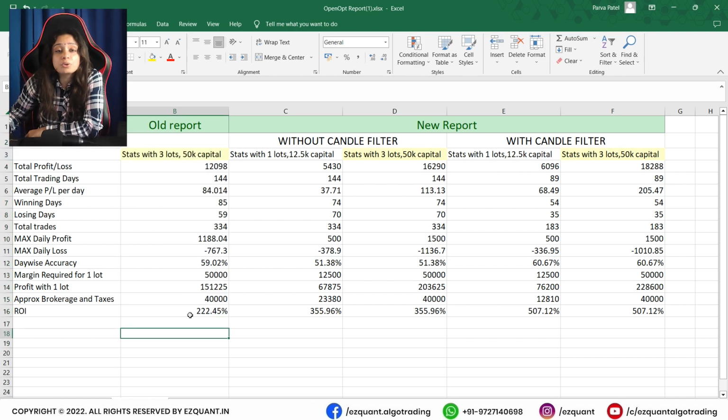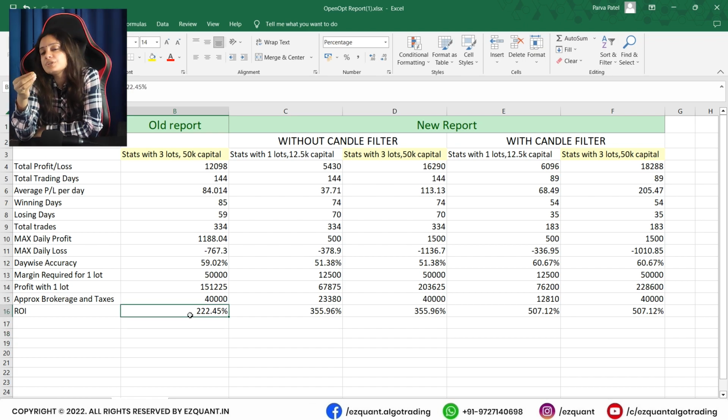We were getting a 222% return on investment in the past 7 months. But we were trying to figure out a way to improve the strategy's performance and we made a few observations. First thing that we did was we decided, what if we don't increase the quantity in the second and the third trade? How is it going to impact the results of the strategy? We saw that the results were actually improving. We were getting around 335% return on investment compared to 222% in the previous iteration.